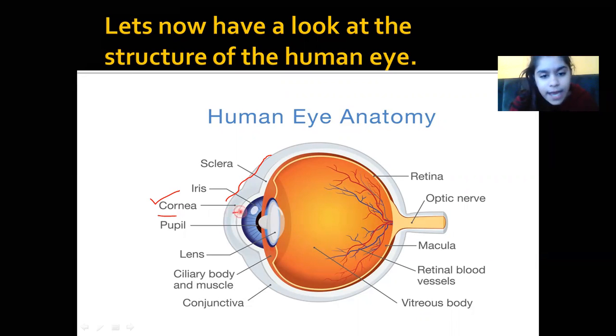Then inside you have the sclera. What is this sclera? In between, you can see this thin white layer. This is your sclera. So that was your cornea, and after that this whole white layer is your sclera.